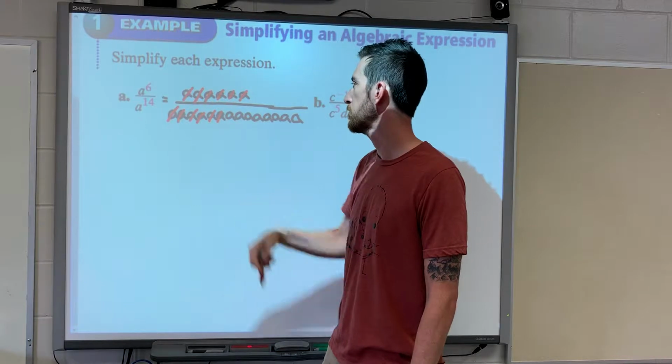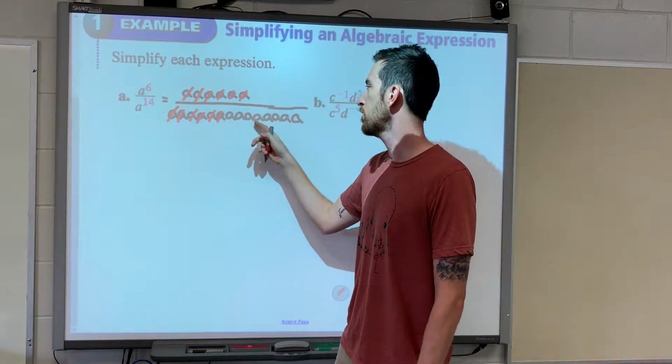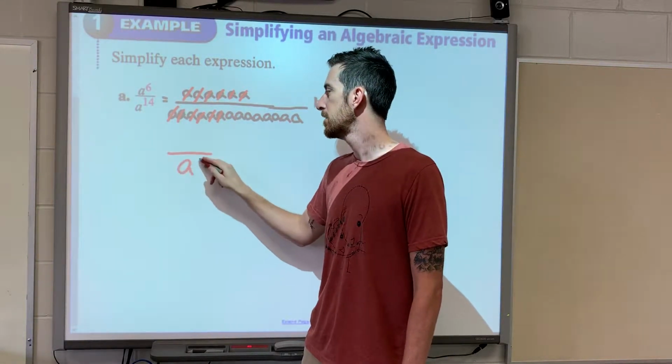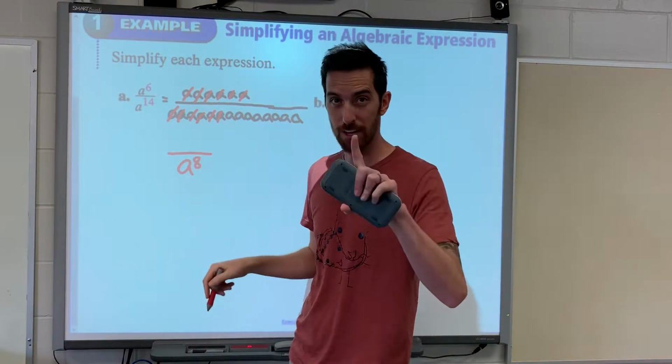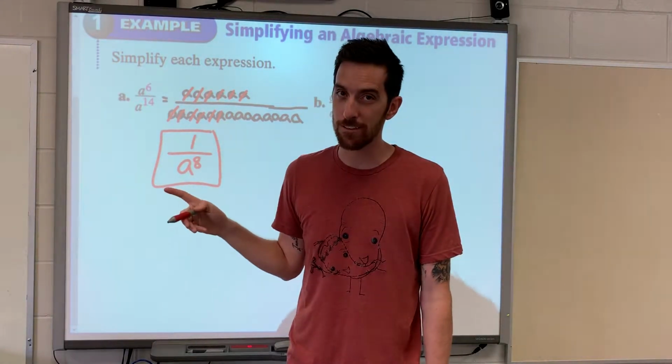Did I cross off the correct amount? Yes. So we have nothing on top, and we have 1, 2, 3, 4, 5, 6, 7, 8 A's on the bottom. A to the 8th. When you have a place filler on fractions, you got to put a 1. So this is 1 over 8 to the 8th. That is the correct answer.